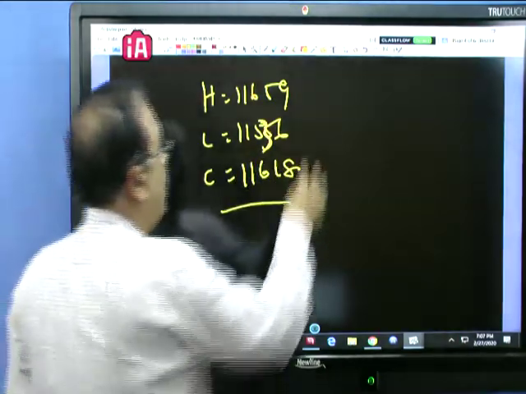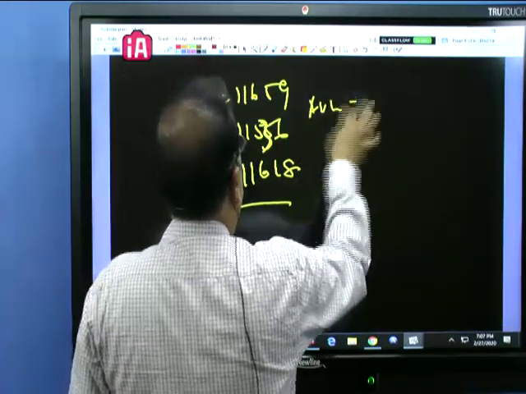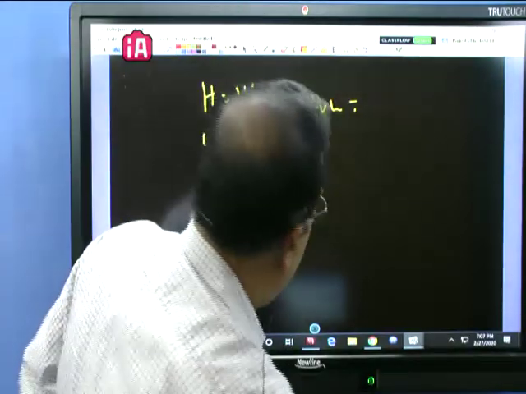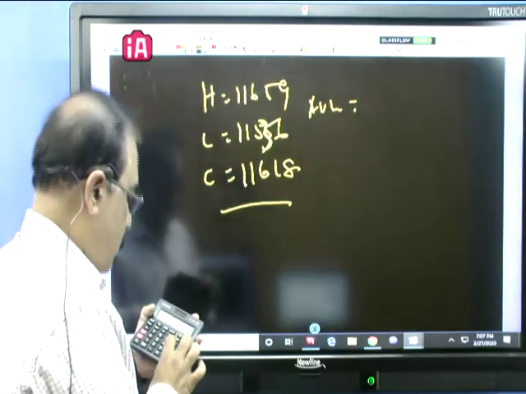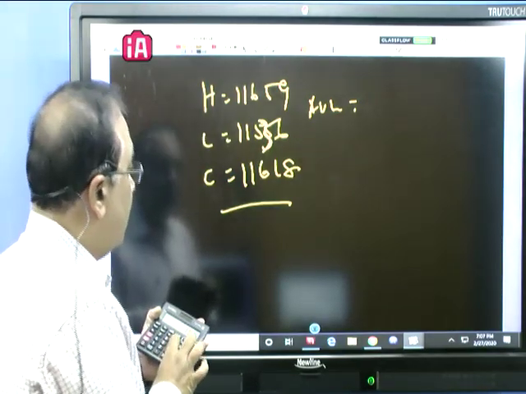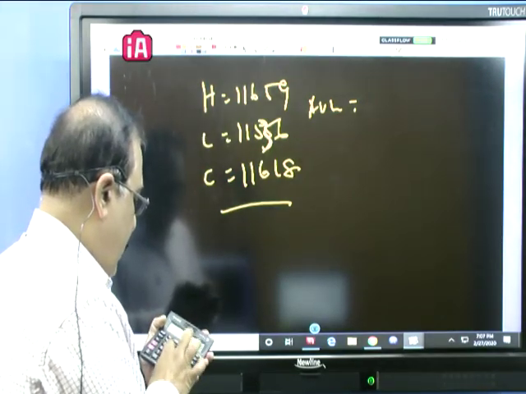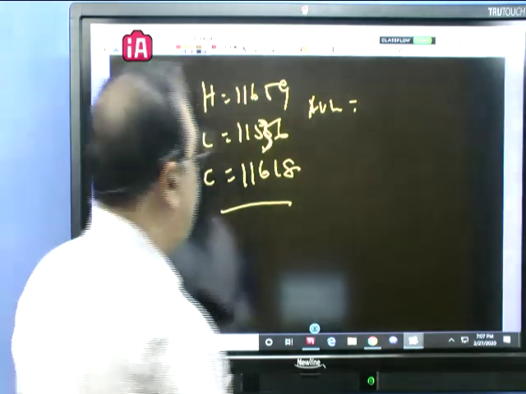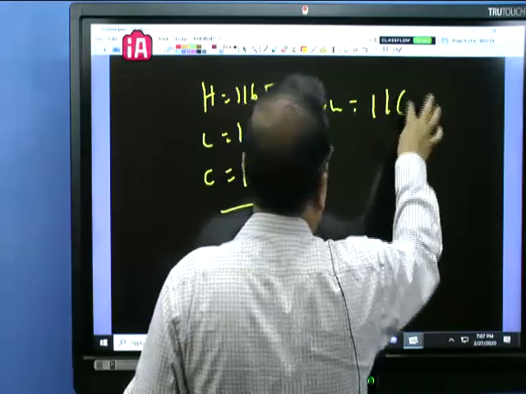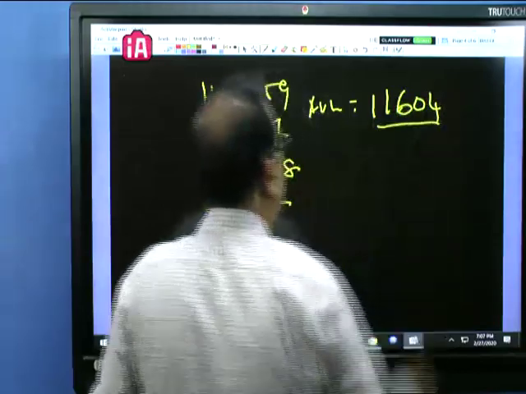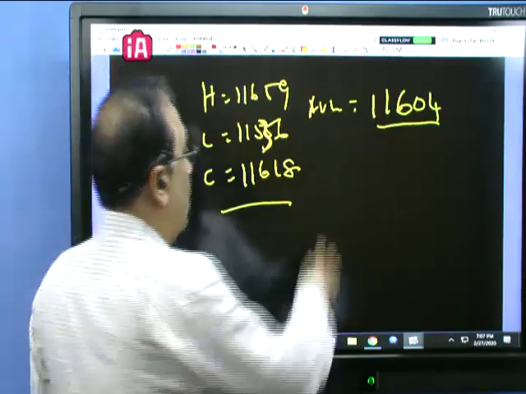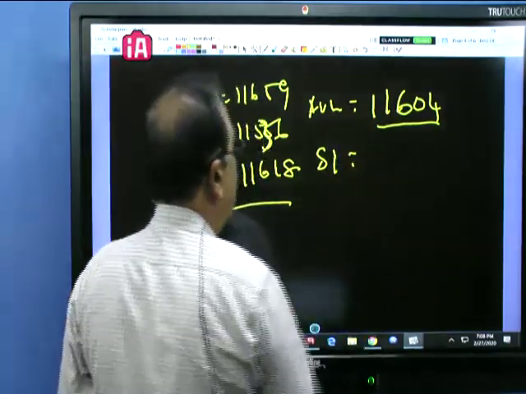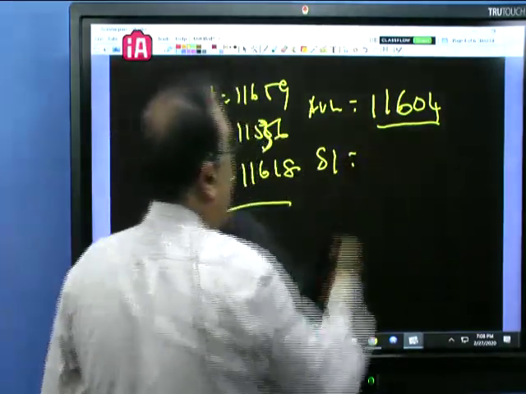Right, so the average is all the three added together, divided by 3. 11,659 plus 11,536 plus 11,618 divided by 3. The average is 11,604. Now this has closed slightly above the average.